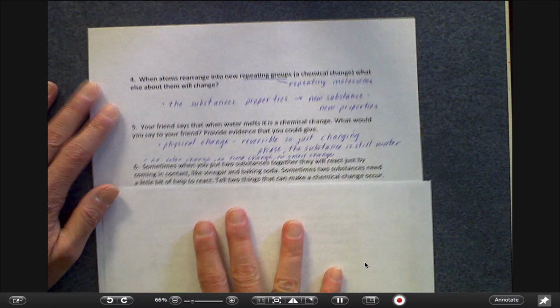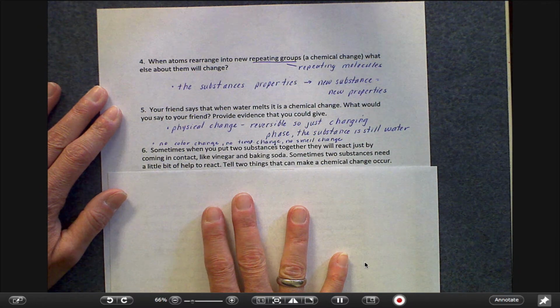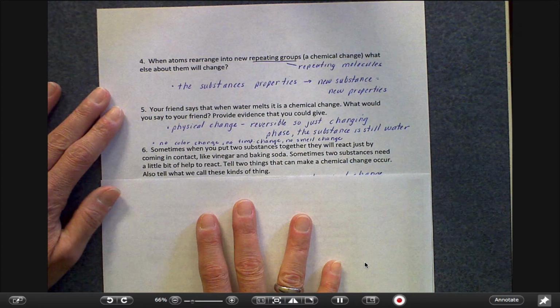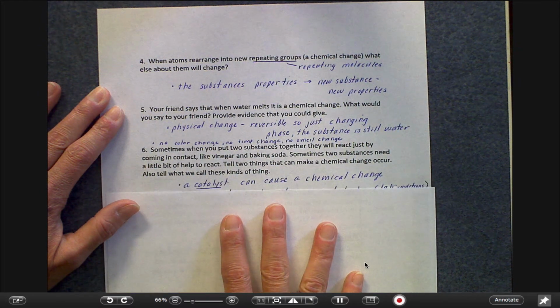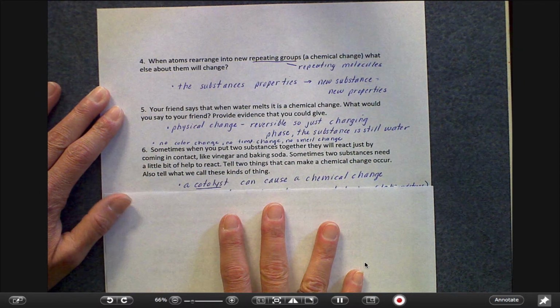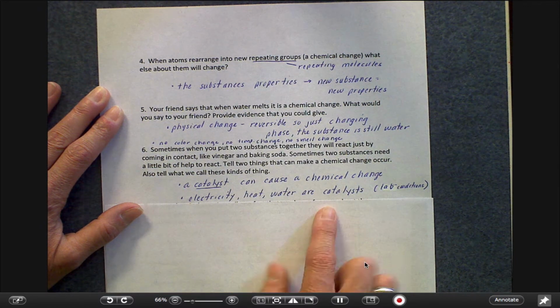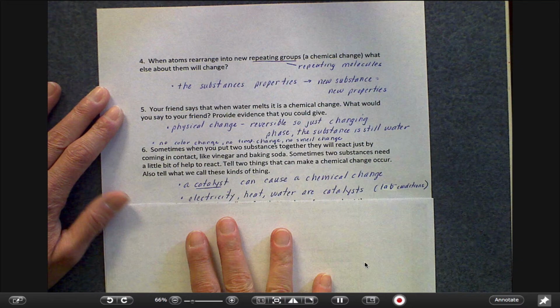Number 6. Sometimes when you put 2 substances together, they will react just by coming in contact, like vinegar and baking soda. Sometimes 2 substances need a little bit of help to react. Tell 2 things that can make a chemical change occur. Also tell what we call these kinds of things. First, we're going to name those kind of things, and we call that a catalyst. And a catalyst, remember, can cause a chemical change. Electricity, heat, water, those are all catalysts. We use those as lab conditions in our Amplify simulations to cause our chemical changes to occur.